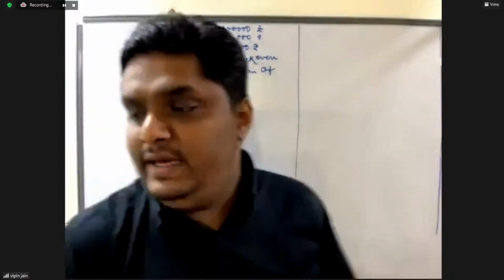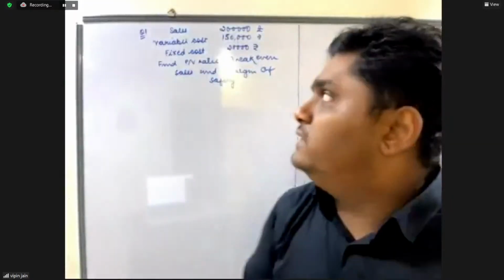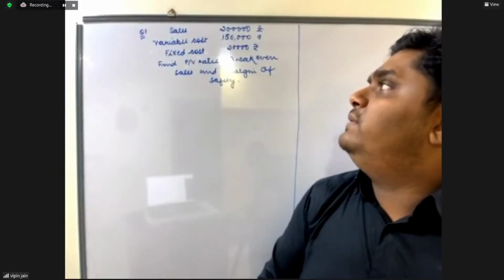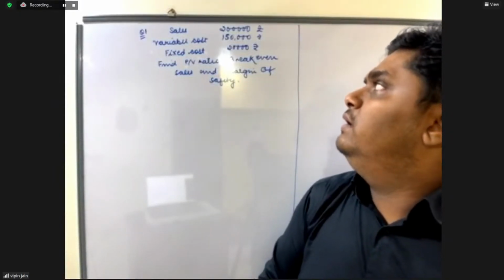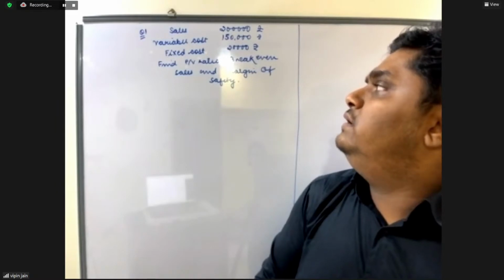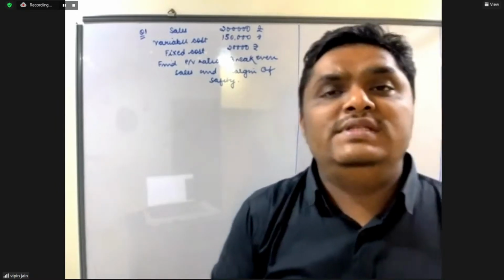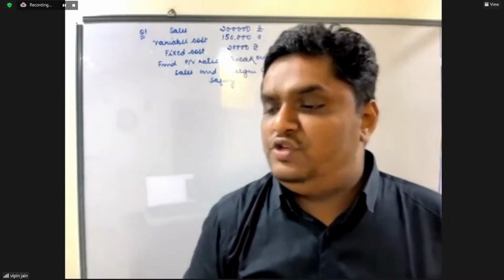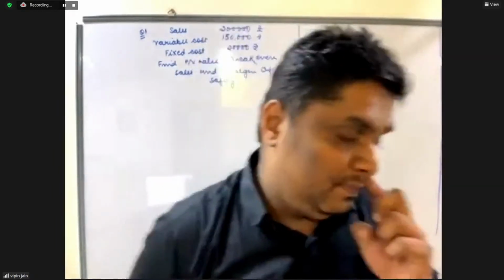Waiting for your answers, guys. So the first question is sales is 2 lakh, variable cost is 1,50,000. My fixed cost is 20,000. So what will be my break-even sales, margin of safety, and PV ratio? Waiting for your answers.